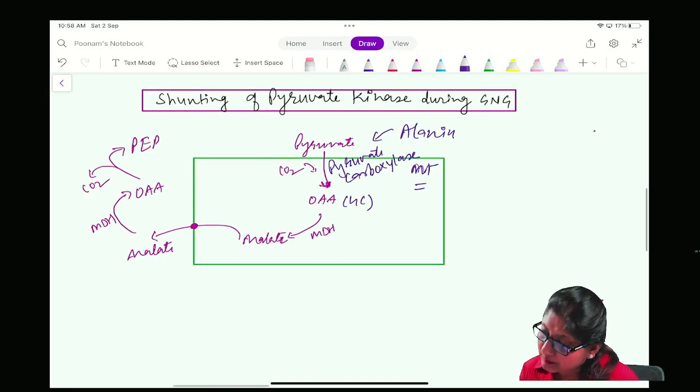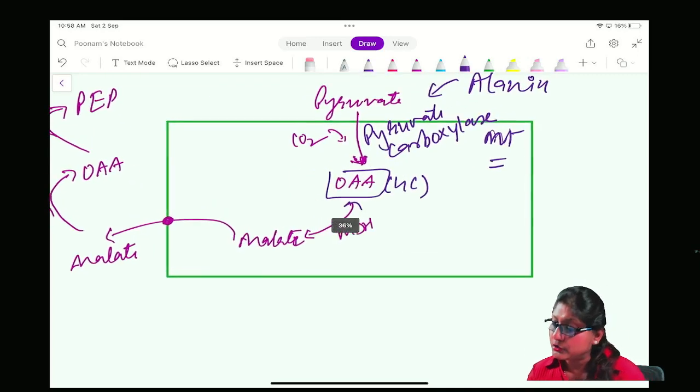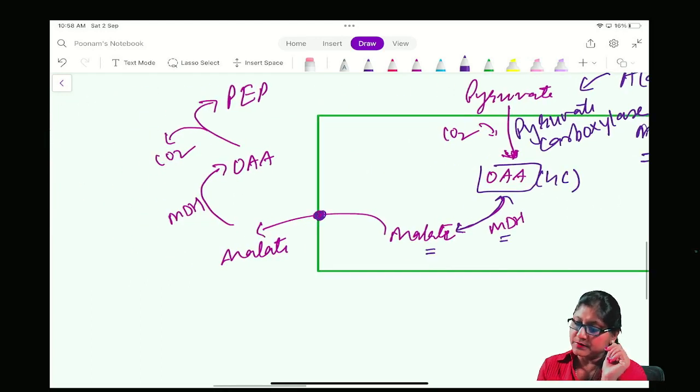Now this pyruvate will be converted to oxaloacetate. You know, it's an intermediate of the TCA cycle. In fact, they call it a second substrate. And there you see a reversible reaction in the TCA cycle, which can convert malate to oxaloacetate, oxaloacetate to malate. So during gluconeogenesis, the malate dehydrogenase of the TCA cycle is taking the reverse order, making you malate, and this malate comes out in the cytosol.